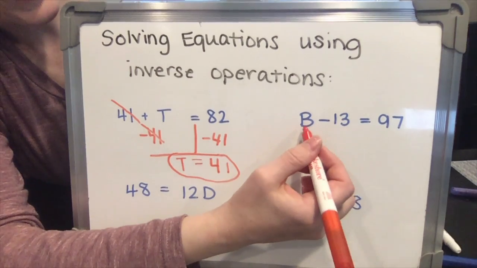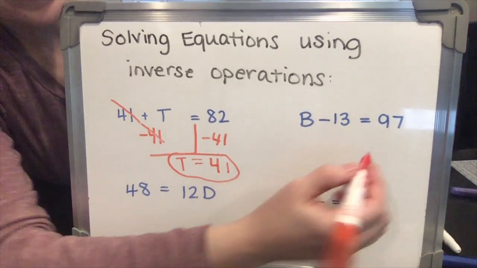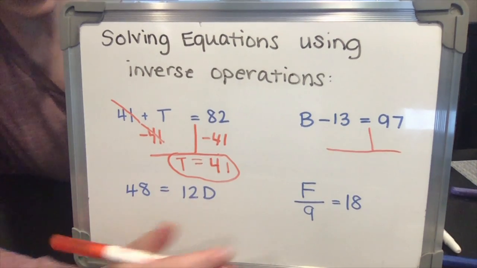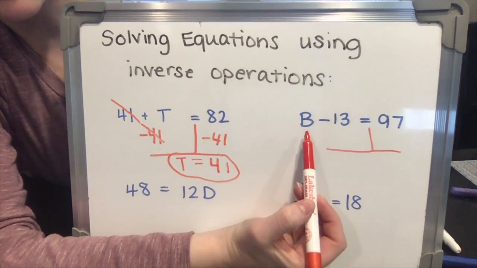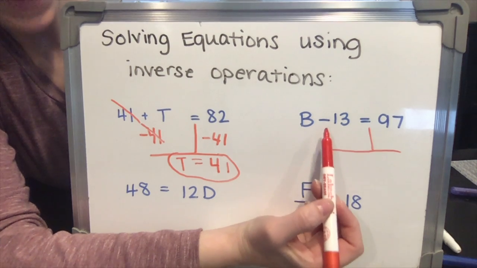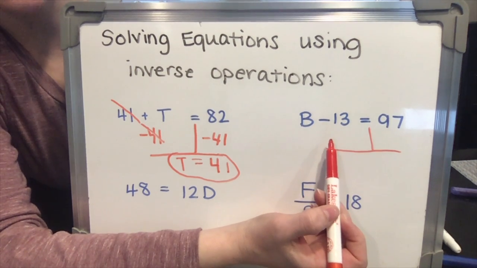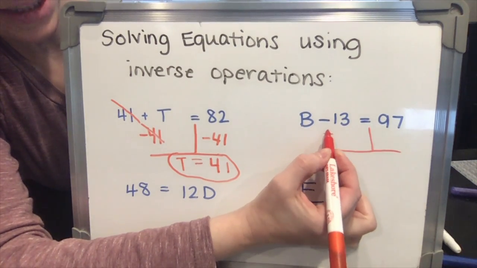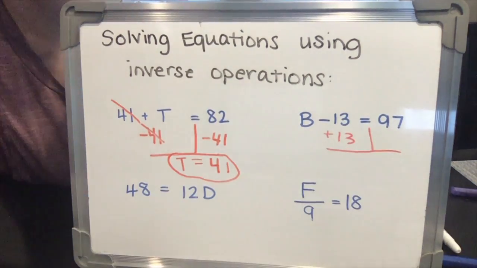Over here we have the equation b minus 13 equals 97. I'm going to do the same strategy again. I like my upside down T chart to keep myself organized. Notice over here we have the variable b that we're solving for, and what's happening to it right now is we're subtracting 13. To undo that action, or the inverse of that action, is to add 13 back.